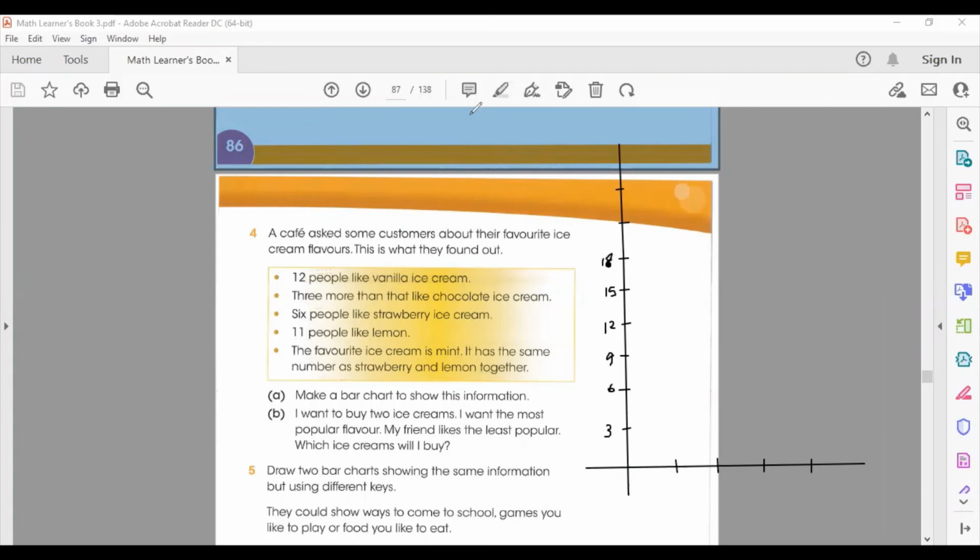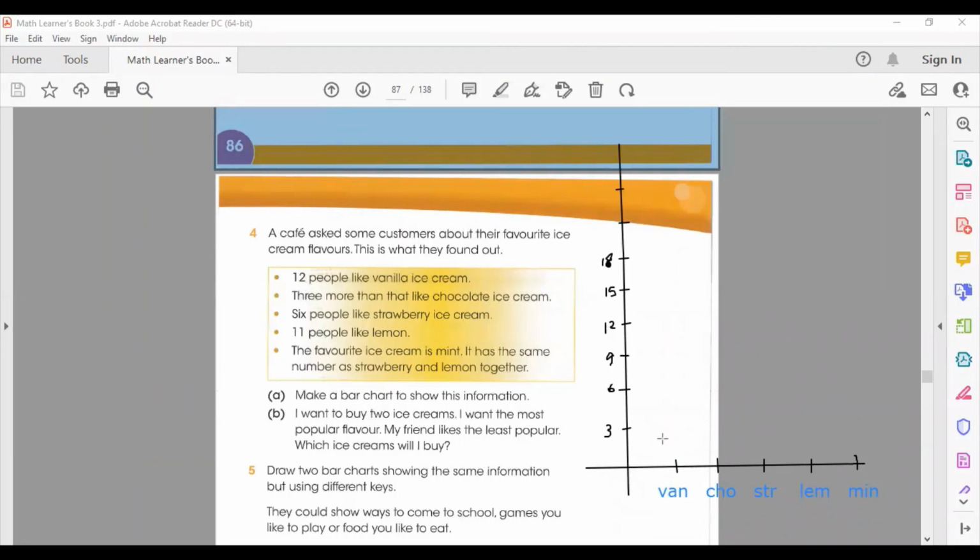Okay, here we need to write the names for flavors. We have people like vanilla. Then the second, chocolate. Then the third, strawberry. Then the fourth, lemon. The fifth, mint. We don't write mint yet. Okay, now we need to make the bar chart.